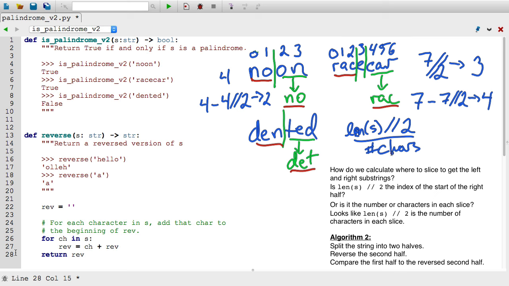I can use this result as the last index in a slice, then, in order to grab the first half of the string. And I can take the length of S minus this value in order to find the index of the first character in the second half to grab. So over here, 7 minus 7 divided by 2 gave me 4, and that is indeed the index of the first character in the second half that I want to reverse.